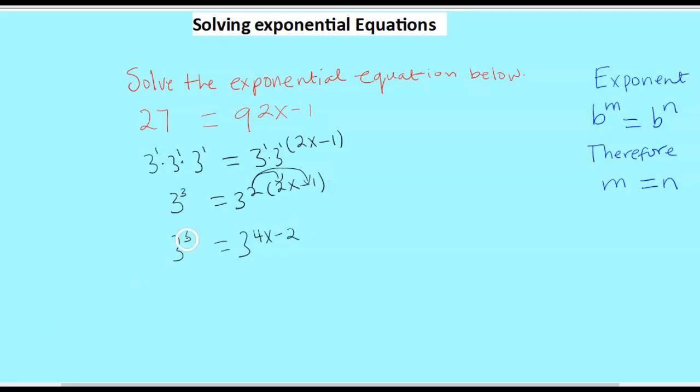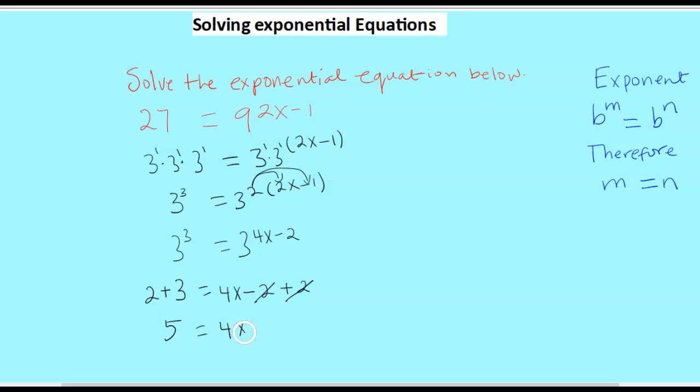Since we have the same base, 3 here and 3 here, we can go ahead and equate the exponent. So therefore, 3 is equal to 4x minus 2. And we want to solve for x. So we have to bring this over here. We add 2 here, and we have to repeat the same thing here, so that here becomes 0. We get 5 is equal to 4x.